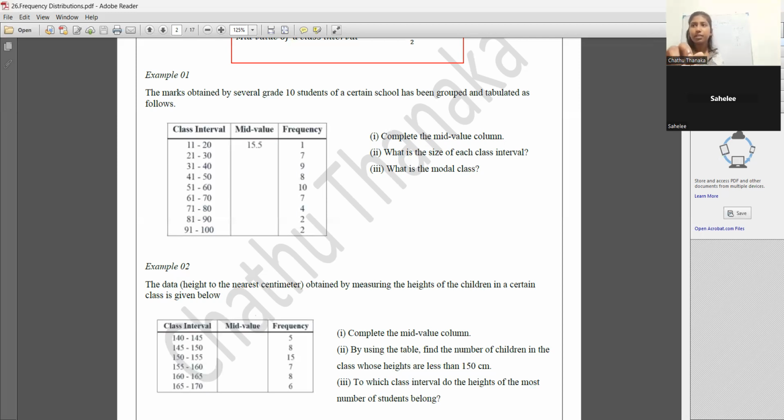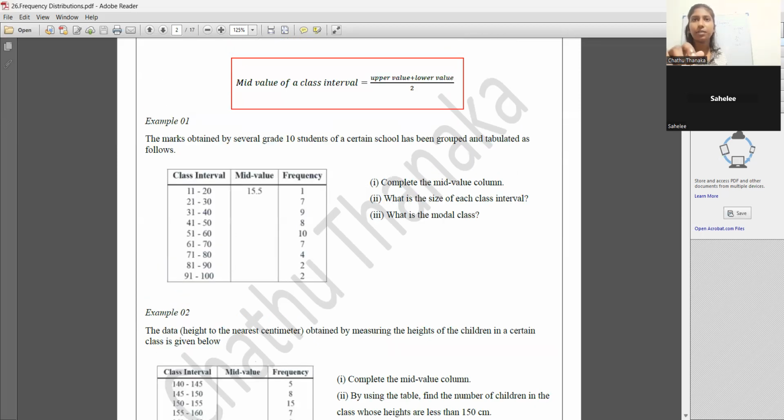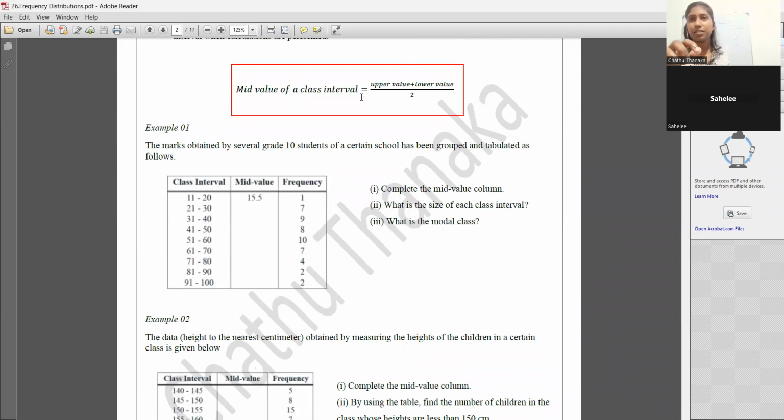I have already given the equation for finding mid values here. Mid value of a class interval equals upper value plus lower value divided by 2. That is the equation. You don't need to write that equation. Just take the value and complete the table.